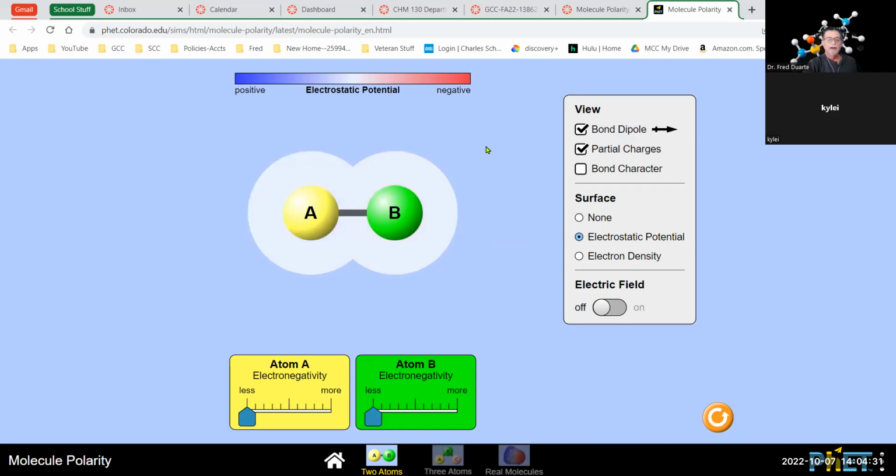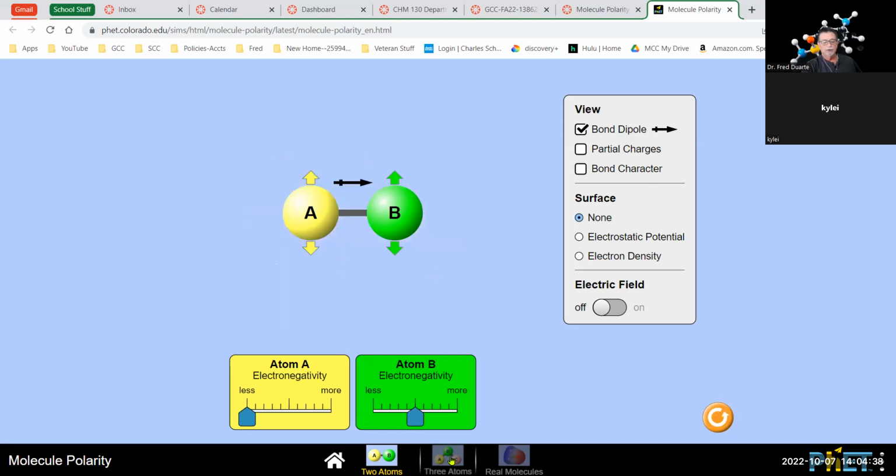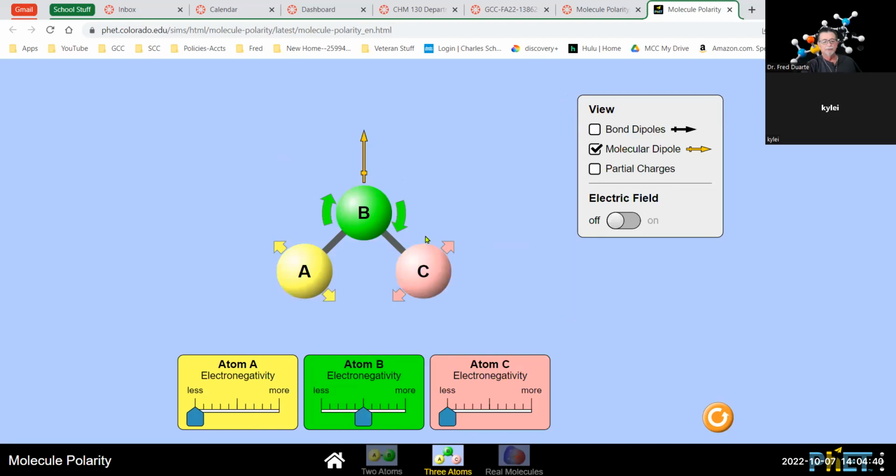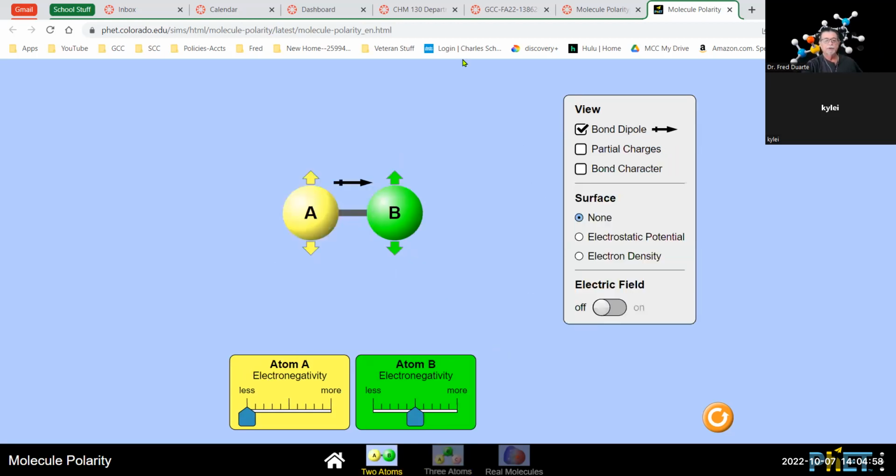So yeah, you have this there, you can do all kinds of different things and play with it. It'll show you the difference of three atoms and their electronegativity and so forth. It will affect the overall dipole or polarity of the molecule. Okay. So, all right, let's go back.